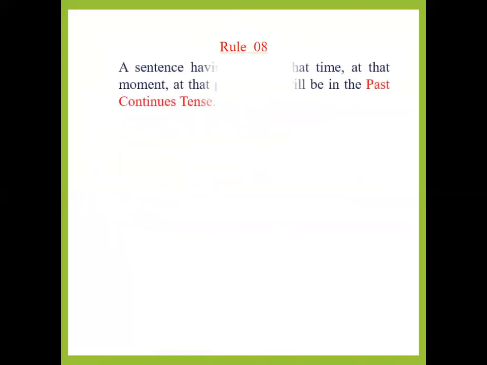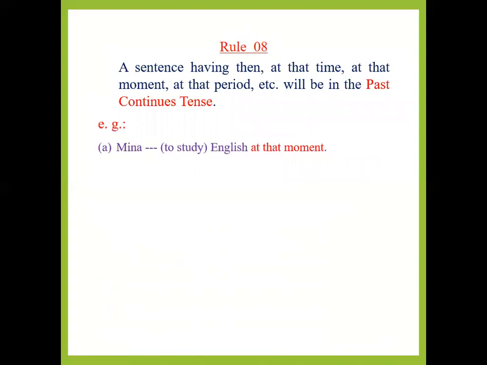Rule 8. A sentence having then, at that moment, at that time, at that period, etc., will be in the past continuous tense. For example, Mina ___ to study English at that moment. The phrase at that moment indicates that the action was going on then.